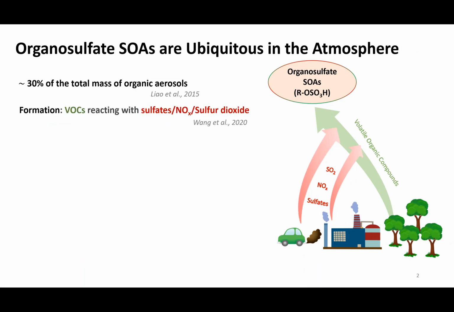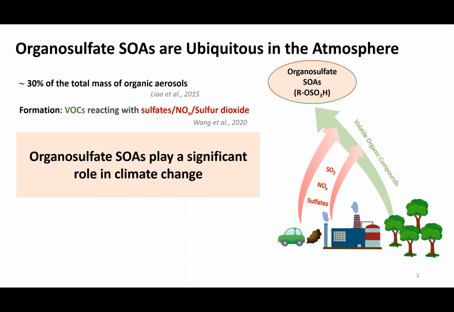Organosulfates have been discovered to be formed from a wide variety of mechanisms in the atmosphere. Here, however, I present to you a classical pathway that remains a major source of organosulfates. Looking at the image to the right, they can form from volatile organic compounds like isoprene and monoterpene emitted from trees, reacting with pollutants from fuel emissions such as sulfates, NOx, and sulfur dioxide.